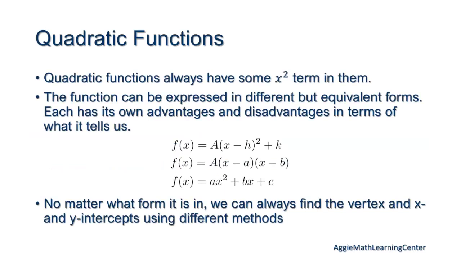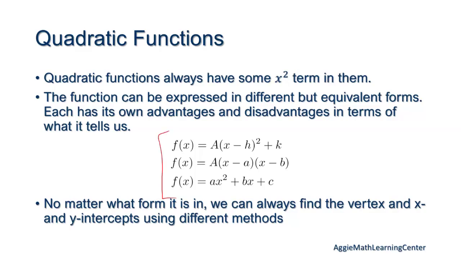Quadratic functions always have some x squared term in it. That's the only thing that makes it that. In other words, it's a parabola, as we're used to seeing. The function can be expressed in different but equivalent forms. So these three forms are important to memorize, okay? All of these ones tell us different things.